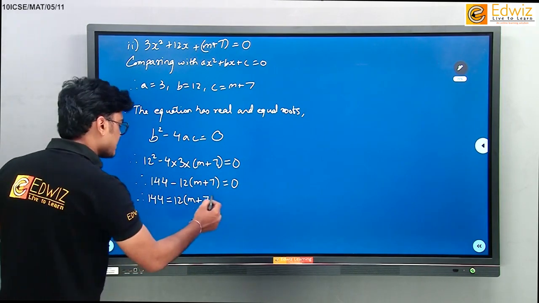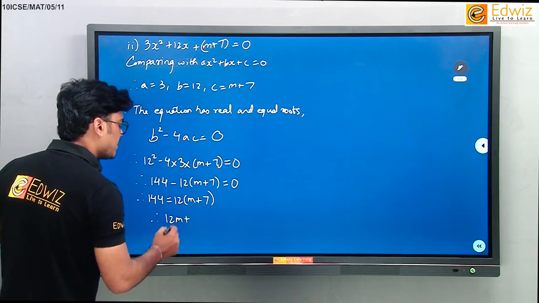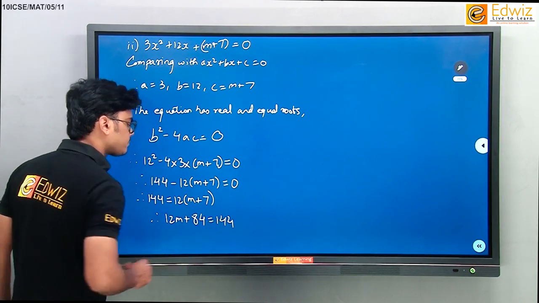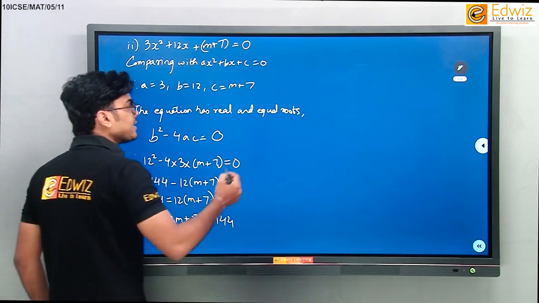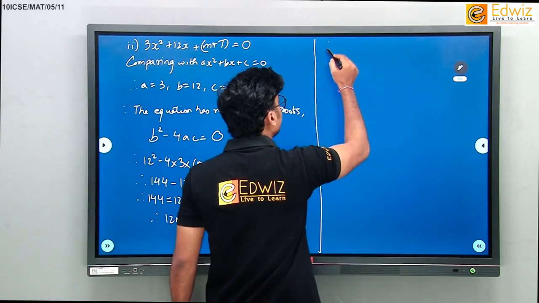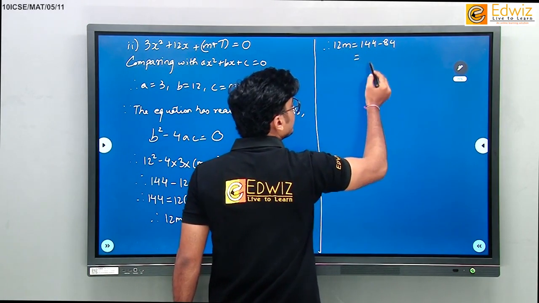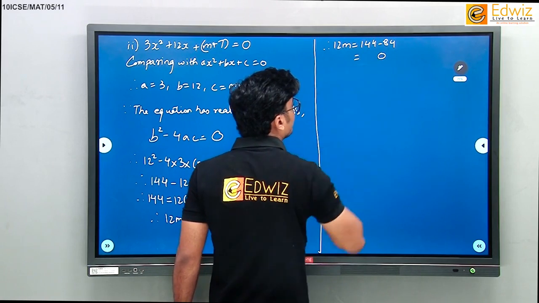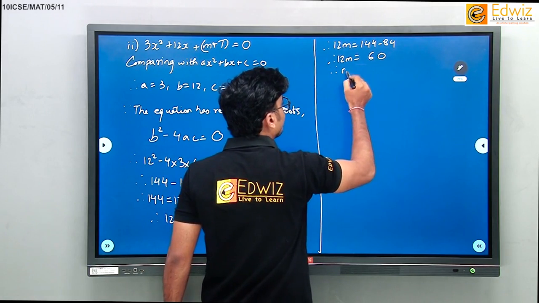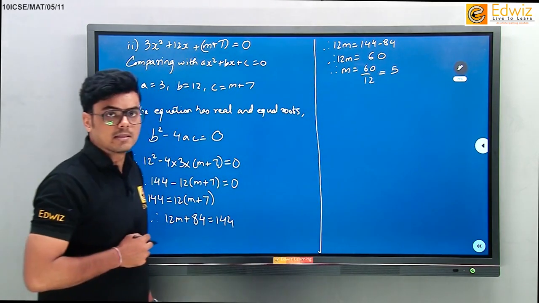Multiply this inside the bracket. So therefore 12m plus 12 sevens are 84 equals 144. The value of m we have to find. Let us find it finally. Send 84 also on the other side. 12m will be 144 minus 84. So 0 in the end and 14 minus 8 is 6. So what is the value of m? 60 divided by 12, which is 5. 12 5s are 60. Correct?